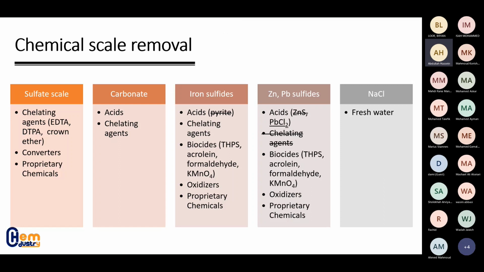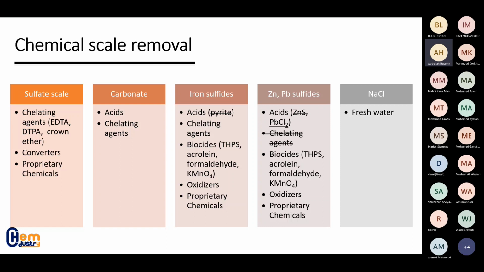So just in case you use the chemical treatment method to remove your scale, there's no universal dissolver for all types of scale, unfortunately. So we have to treat every type of scale separately. For sulfate scale, we can use chelating agents such as EDTA and DTPA or crown ethers. We can use some converters, and some new technologies have been developed recently by some companies like Enospec, who developed a dissolver for sulfate scale.